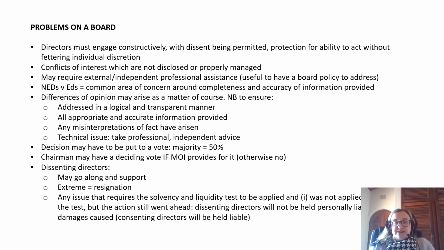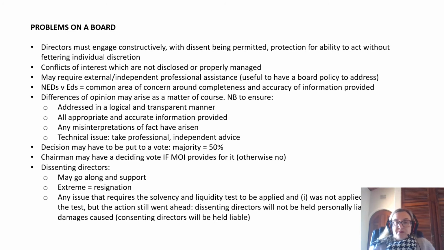Non-executives and executives may often have common concerns around completeness of information or the accuracy of information provided. Non-executives may sometimes believe that the information they're being provided by the executive directors is not accurate, in which case they need to interrogate that in order to rely on the business judgment rule.